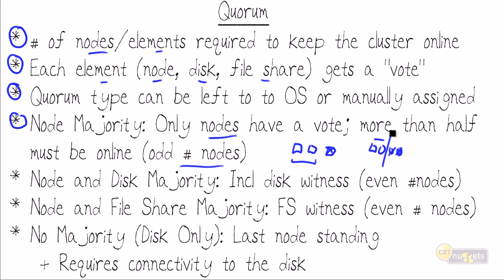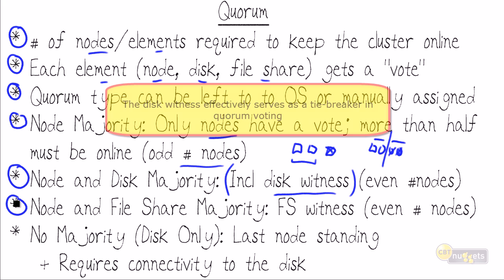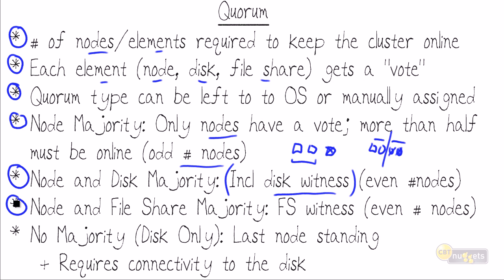We've got 50% voting yay and 50% implicitly voting nay due to their offline status. If you have an even number of nodes, Windows will choose node and disk majority. Basically, your shared storage serves as a voting member or a disk witness. Also, we have node and file share majority, which instead of using a disk witness, uses an arbitrary file share. So if the file share is online, it votes yes, and then your nodes vote or not, as the case may be. That again is optimized for an even number of nodes so you don't wind up with a deadlock or a tie.